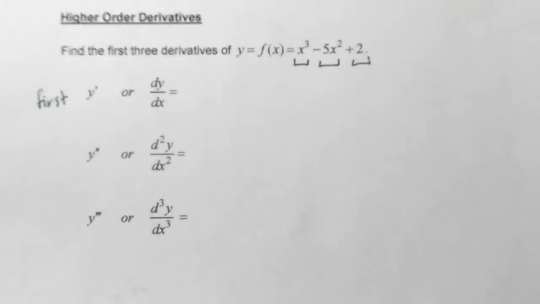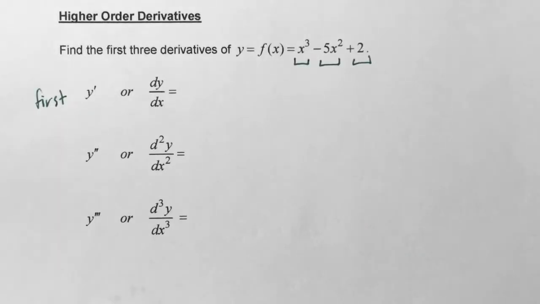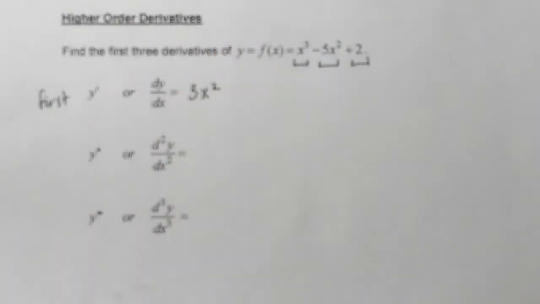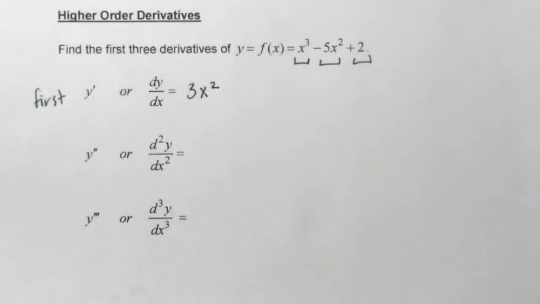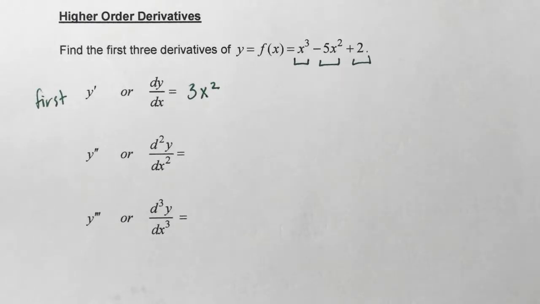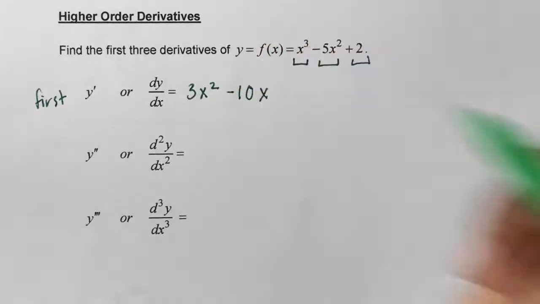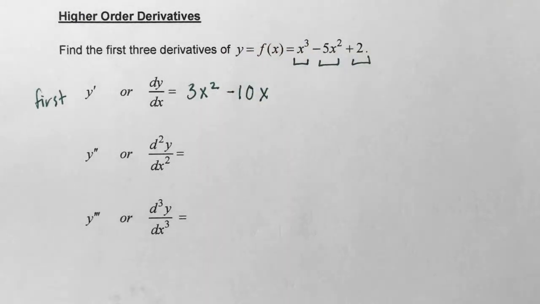So we have x cubed, and the derivative of x cubed we know is 3x squared. The derivative of 5x squared, bring down the 2 with the 5, so we get 10. So we'll have minus 10x. And the derivative of 2 we know is 0. So that's the first derivative.